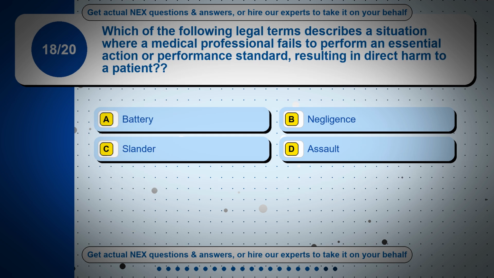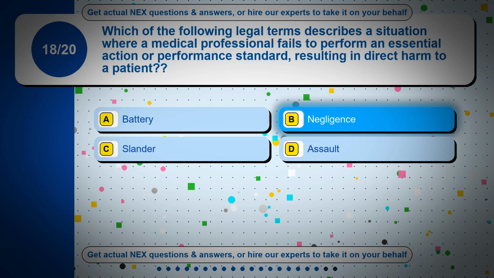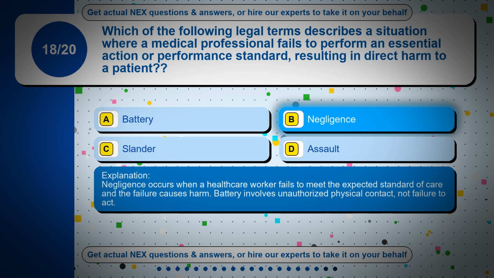Question 18. Which of the following legal terms describes a situation where a medical professional fails to perform an essential action or performance standard, resulting in direct harm to a patient? Option A, battery. Option B, negligence. Option C, slander. Option D, assault. The correct answer is option B. Negligence. Negligence occurs when a healthcare worker fails to meet the expected standard of care and the failure causes harm. Battery involves unauthorized physical contact, not failure to act.